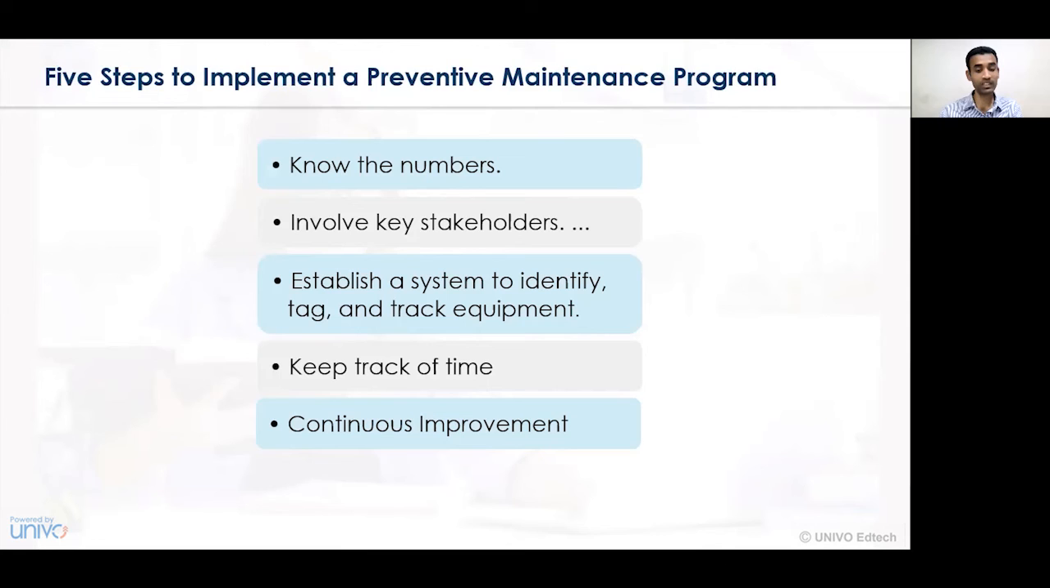Third is establishing a system to identify the tags and track the requirements. We need to identify the various tags, the various important considerations that we need to undertake, and how we track each and every equipment activity and level of activity in a business organization. Fourth is keeping track of time. How can all those activities be undertaken in a specified sequence, and at what level will each and every activity be completed? So keeping a track record of time is also essentially important.